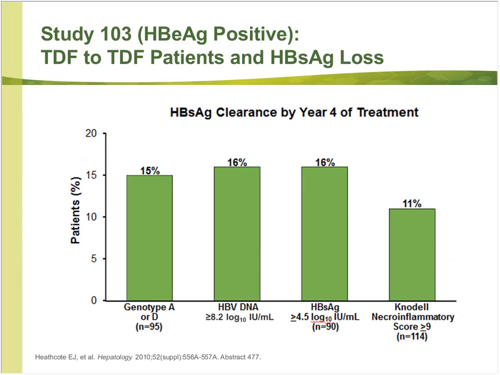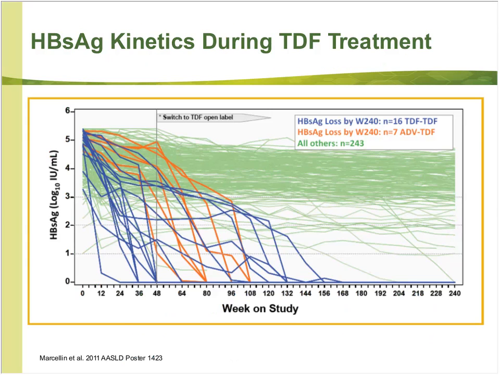But here, higher inflammatory score, HBV DNA levels, and genotype also help predict S loss, S clearance at year 4 of treatment. Now let's look at the kinetics. This is what we call a spaghetti graph. But you can see that the patients who clear S antigen typically had a significant decline in S antigen early or moderately early in this treatment course.